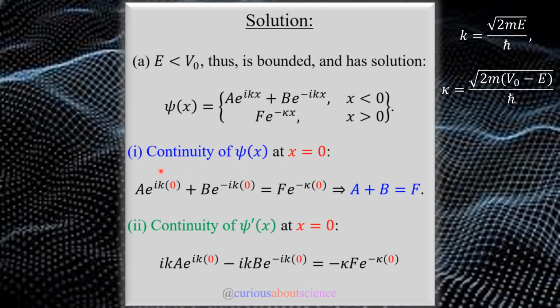So if we plug in 0 here, color-coded in red, all our exponentials go to 1, and we're left with a pretty simple equation. We like that. What about the continuity of the derivative, which is in green? Again, take the derivative, then apply the point of interest, which is at x equals 0. So chain rule gives us iK on the left-hand side and a negative kappa on the right-hand side. Again, now we just have to tidy this up, and we will see that in the next page.